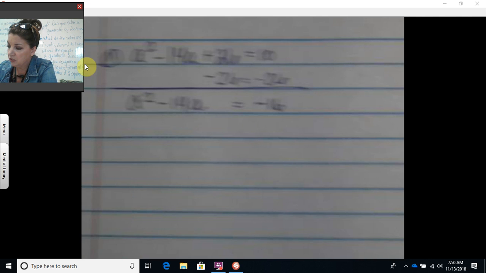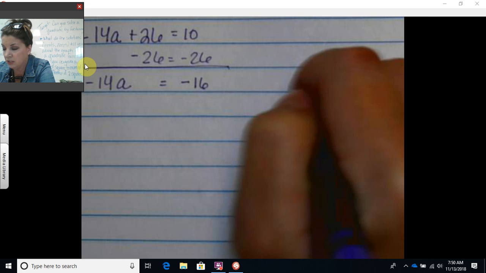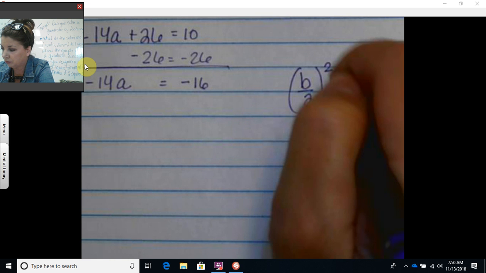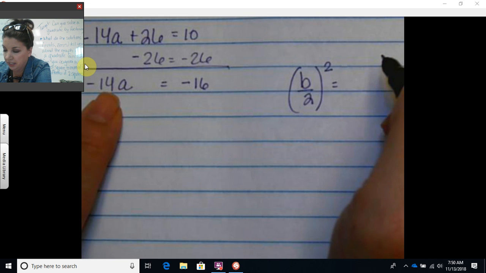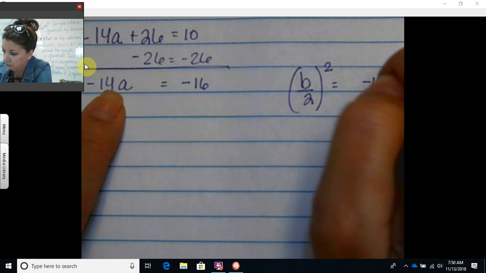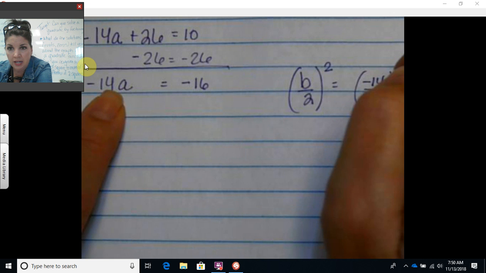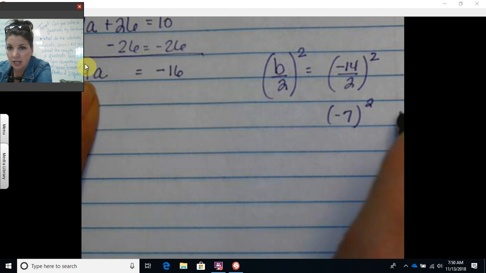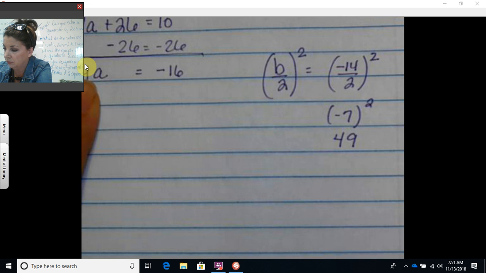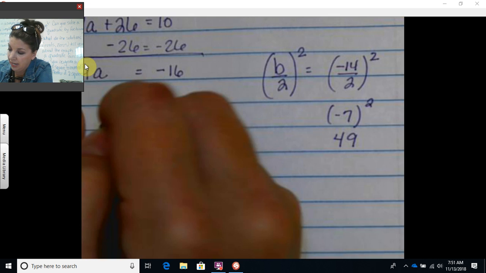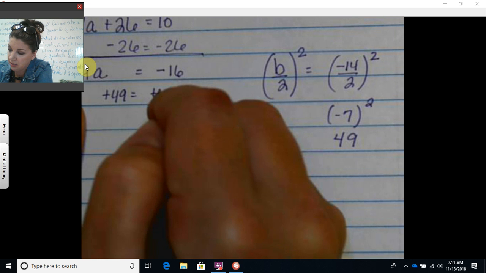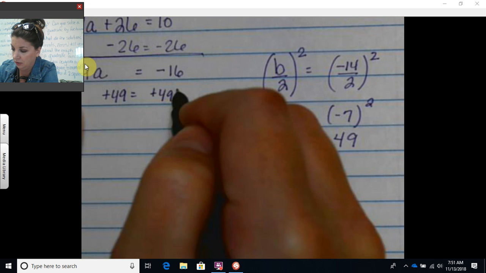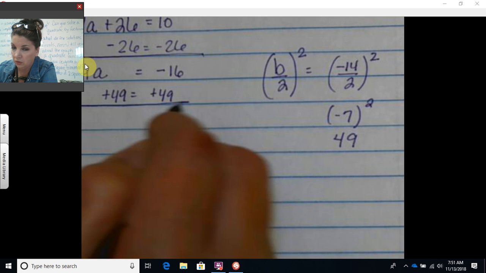So to do that, it's called completing the square. We take whatever b is, we divide it by 2, and then we square it. So b is negative 14. Negative 14 divided by 2 is negative 7. And negative 7 quantity squared is a positive 49. So we are adding 49 to both sides of the equation. Both sides.